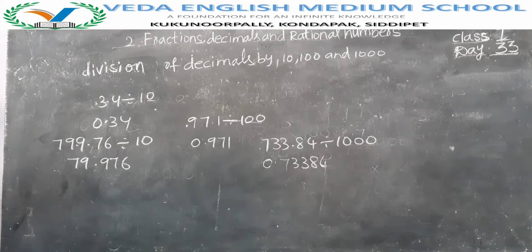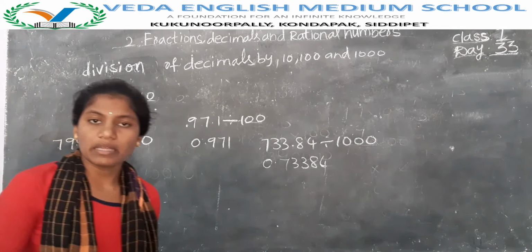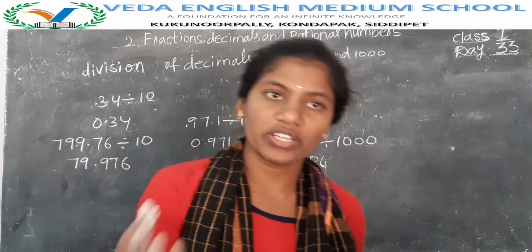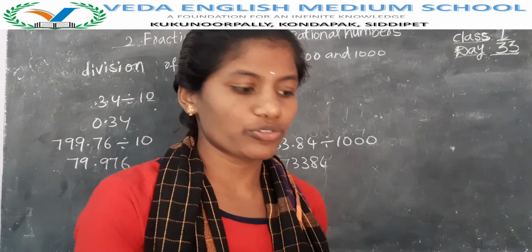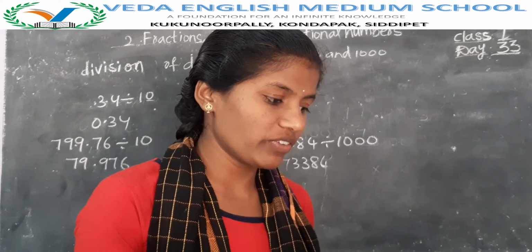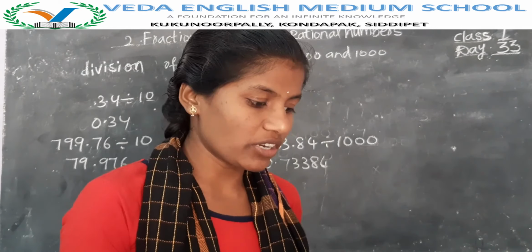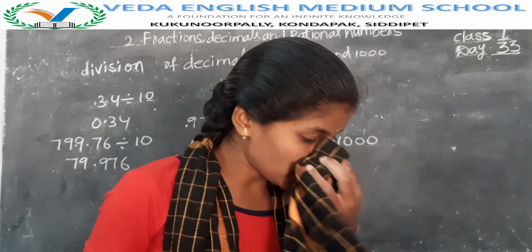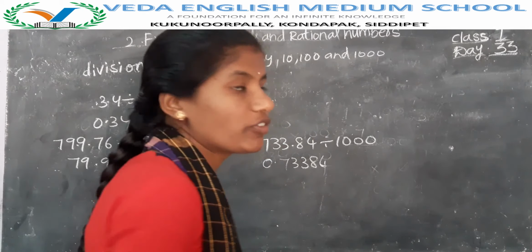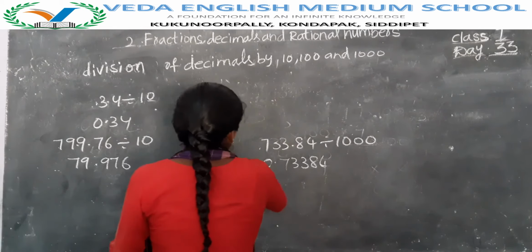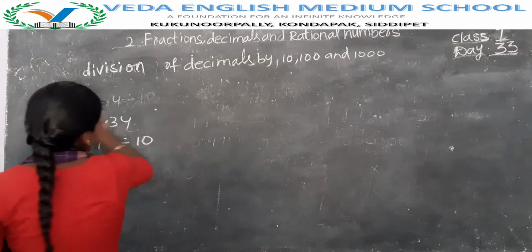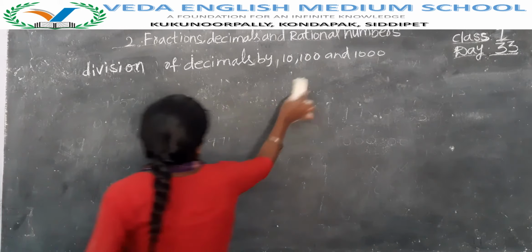Division of decimals. Have you understood? You have to remember that in the multiplication of decimals, the point moves to the right side. In the division of decimals, the point moves to the left side. That is the difference between multiplication of decimals and division of decimals. Next, division of decimals by a whole number. How to divide decimals by a whole number?